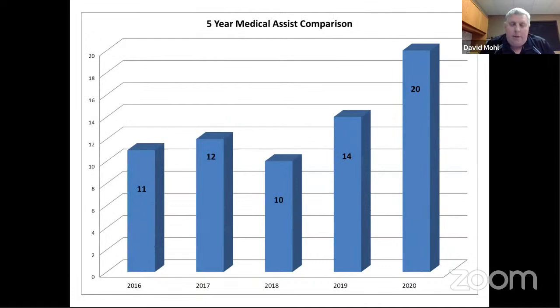Medical assists are up considerably, which is kind of funny because during COVID there were a number of months that we didn't run any medical assist calls. The province didn't want us running medical assists, and they weren't dispatching fire departments throughout the whole province out for any medical assists. So this stat, it would have been interesting to see where it had been if we'd run the complete year on medical assists.